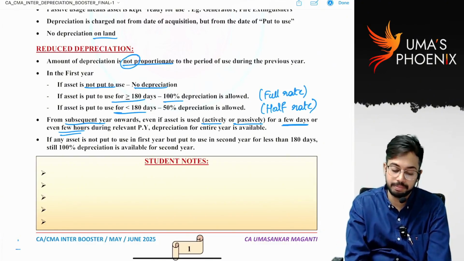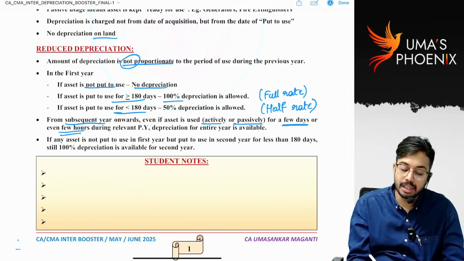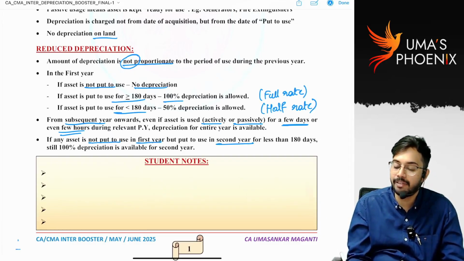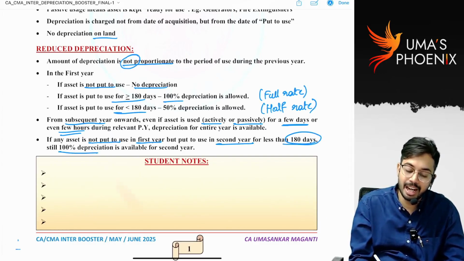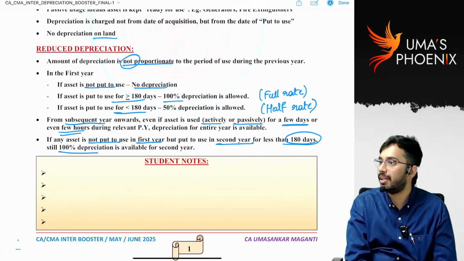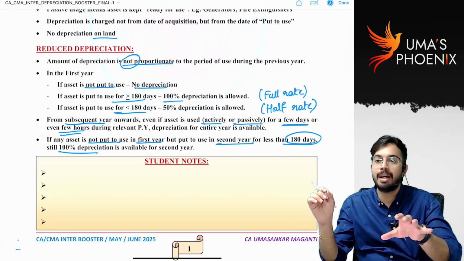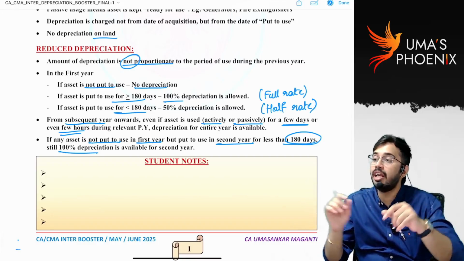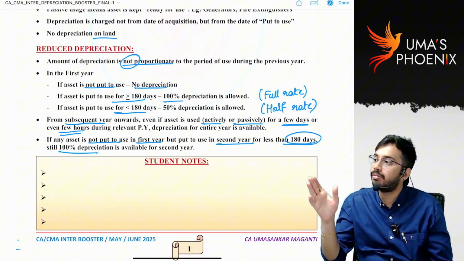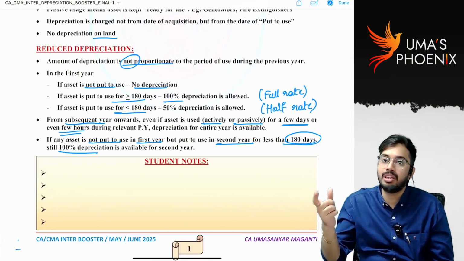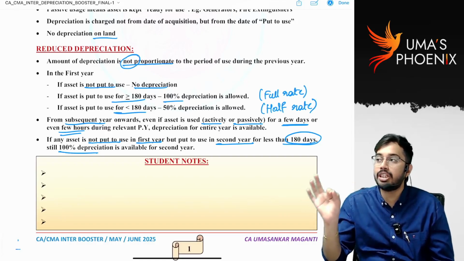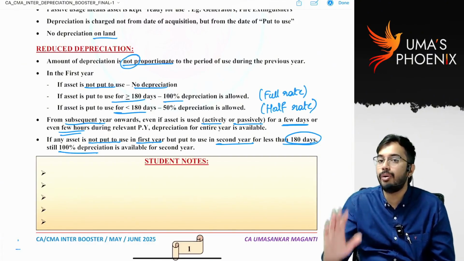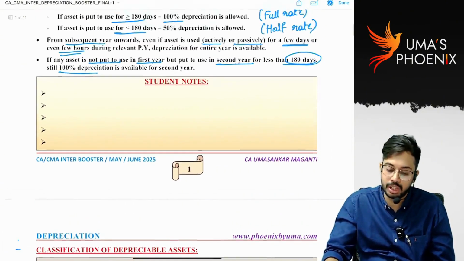Is it clear? If any asset is not put to use in the first year but put to use in the second year for less than 180 days, still 100% depreciation is available. First year, a fire extinguisher is purchased and kept in the godown, no depreciation for the first year. Second year, in the month of October, the fire extinguisher is used. That means in the second year it is used for less than 180 days. Still in the second year you can claim full depreciation. Is it clear?